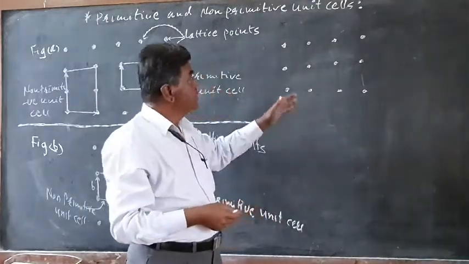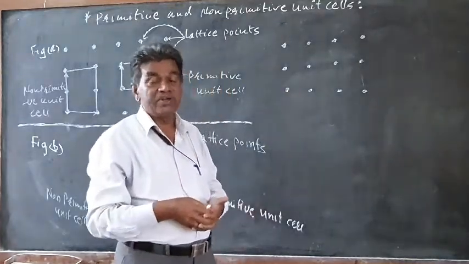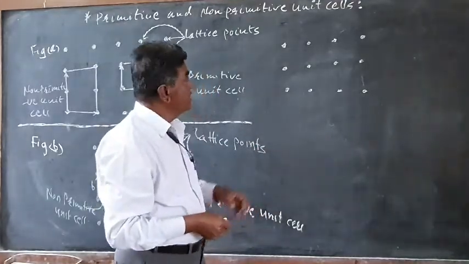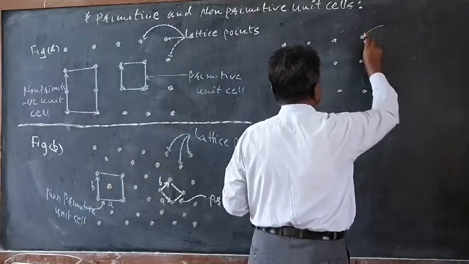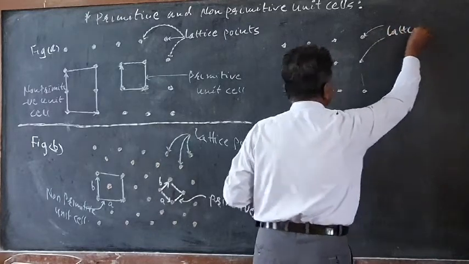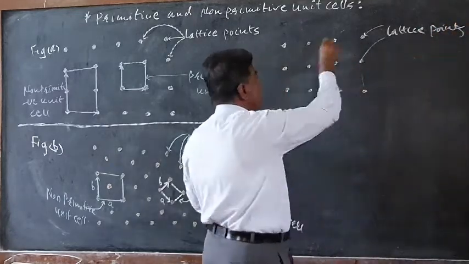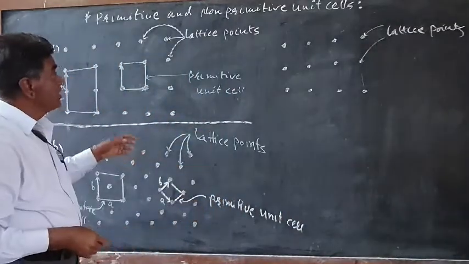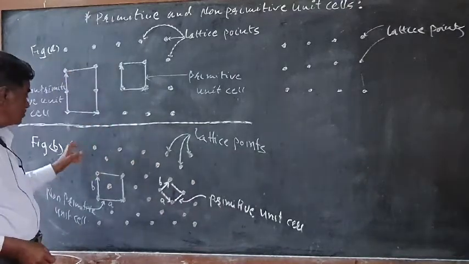Such a lattice, or geometrical arrangement of points, is known as the space lattice. Every point in the lattice is known as a lattice point. That also we have seen. So such two-dimensional space lattices are shown in figure A.